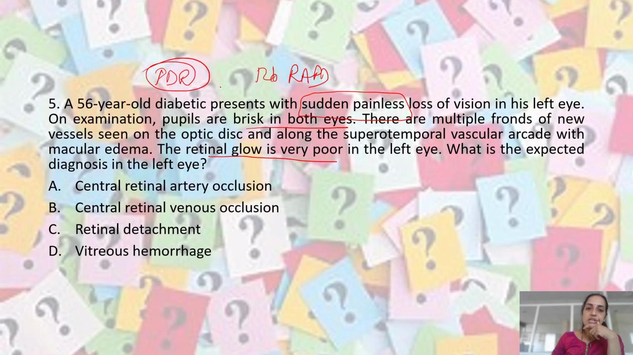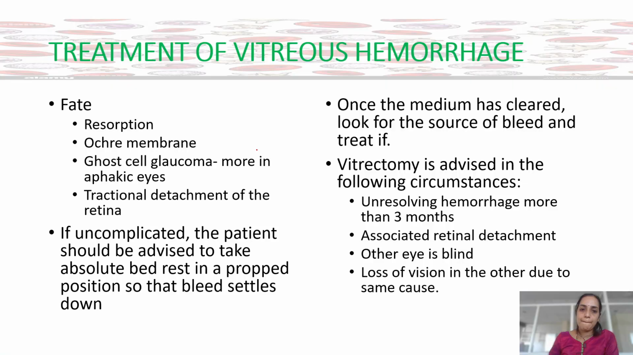So here we are talking about a diabetic patient who presents with sudden painless loss of vision and there is no pupillary abnormality. So the right answer here is vitreous hemorrhage. If there is a retinal detachment or any of these three options, you will get an RAPD, and the retinal glow is poor because of the hemorrhage.